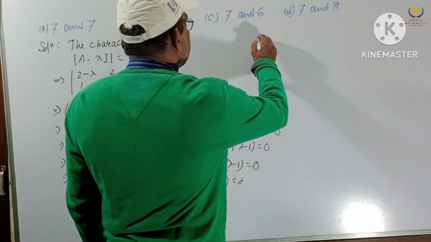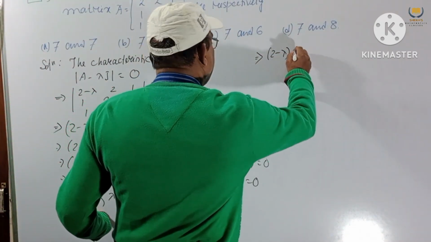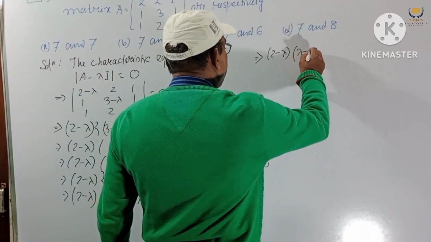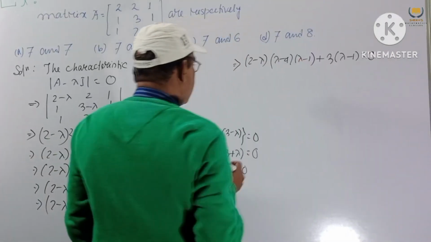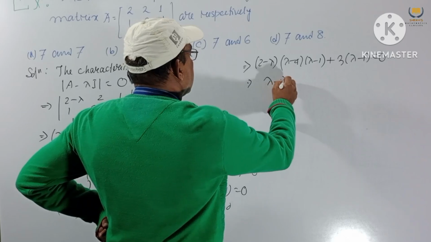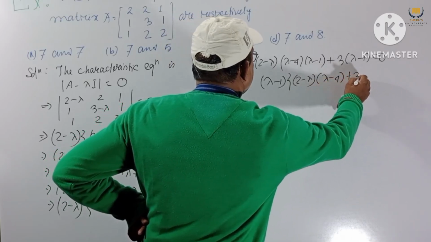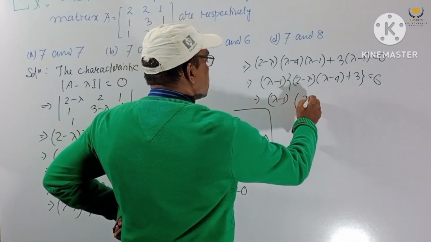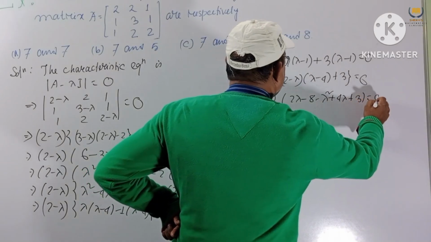So this implies 2 minus lambda remains same, and from these two terms lambda minus 4 common, we get lambda minus 1. Lambda minus 4 common and lambda minus 1 we get, and plus 3 lambda minus 1, this equal to 0. So we get this one. Next, lambda minus 1 is common, then we get 2 minus lambda, lambda minus 4 plus 3, this equal to 0. This implies lambda minus 1, this is 2 lambda minus 8 minus lambda square plus 4 lambda plus 3, this equal to 0.